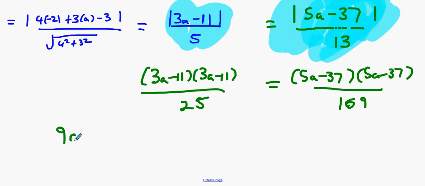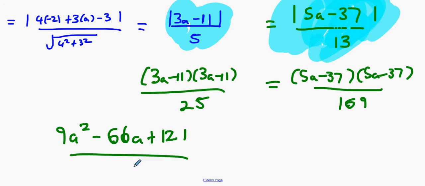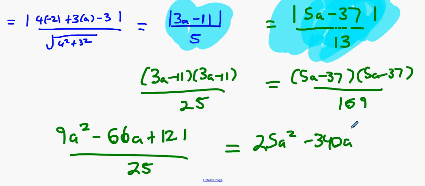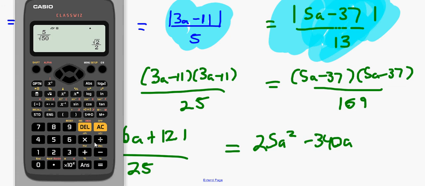So 9a squared minus 66a plus 121 all over 25. 25a squared minus 340a. And there's no way I'm doing 37 by 37 in my head. Or am I? No, probably not. Who would do that to myself? Oh, and then I plus them. Yeah, that's a great number, isn't it?